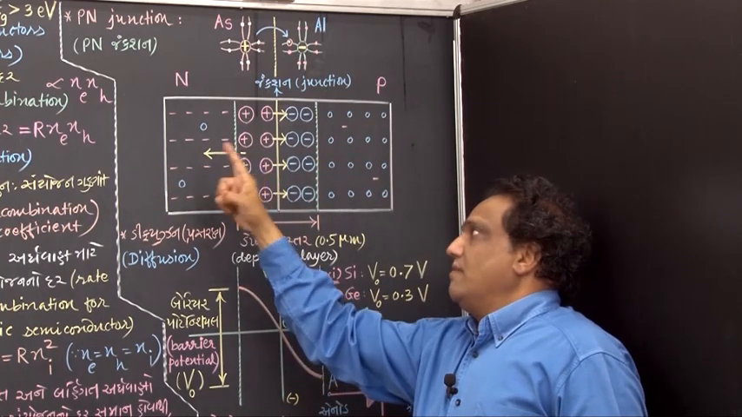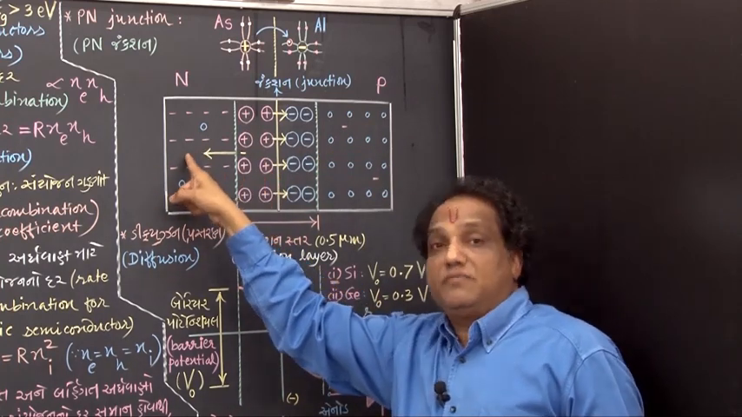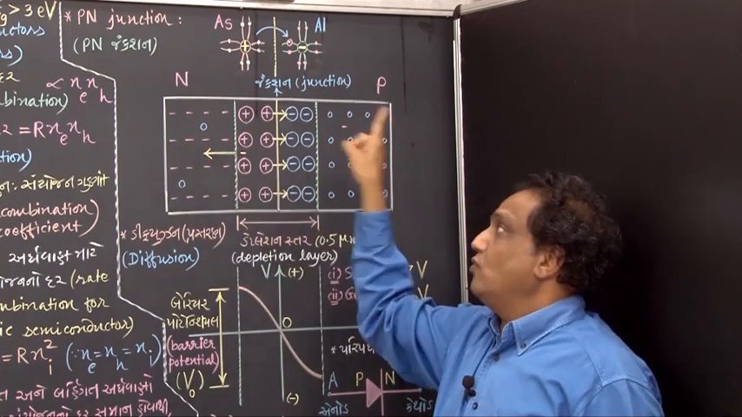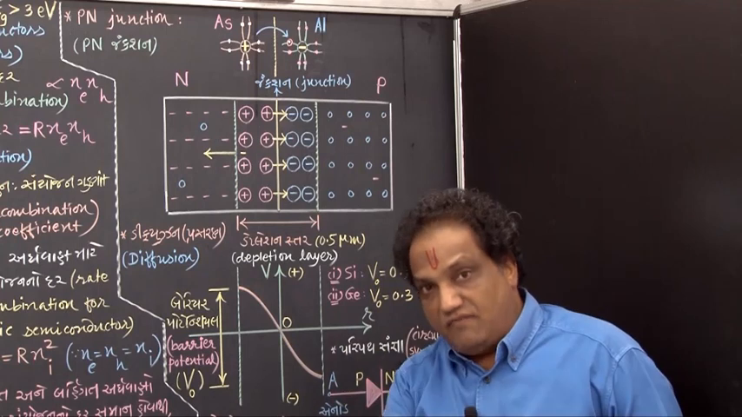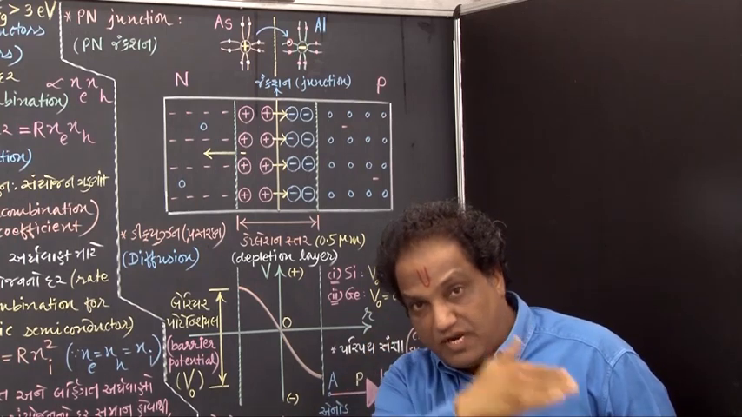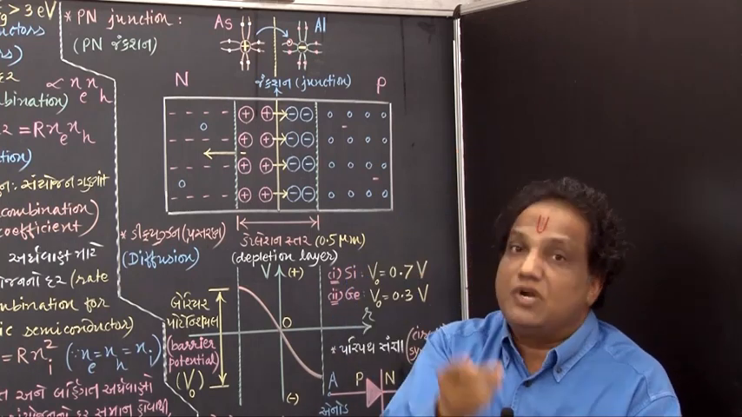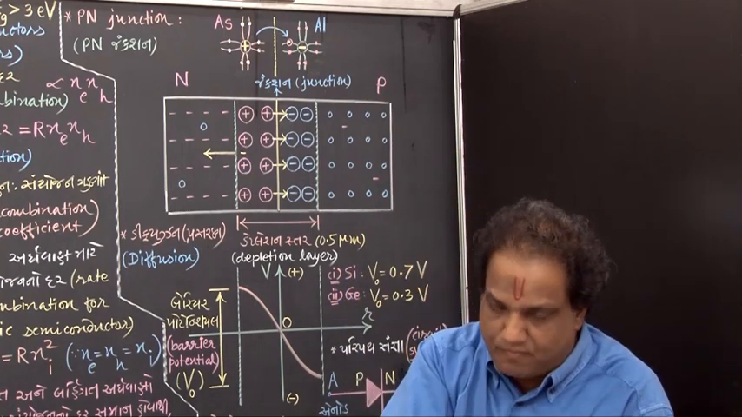So this electron will be coming back into the same N-type semiconductor. Now not a single electron is going from N to P-type semiconductor. If not a single electron is going from N to P-type semiconductor, you can say the diffusion process has been stopped. Diffusion process has been stopped.